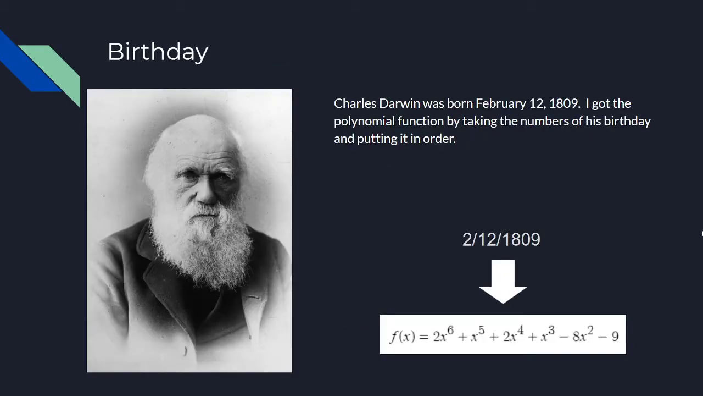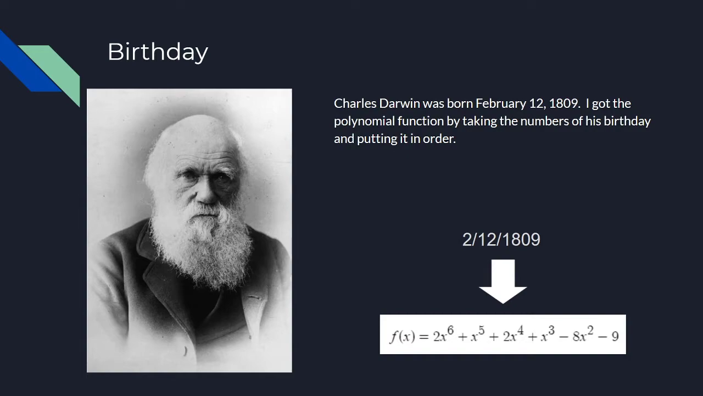I already went over his birthday, which was February 12th, 1809, but I'm going to explain how I got my polynomial. I got the polynomial function by taking the numbers of his birthday and putting them into order. For example, I took 2 and made it 2x to the 6th power. Then I took 1 and made it x to the 5th power.